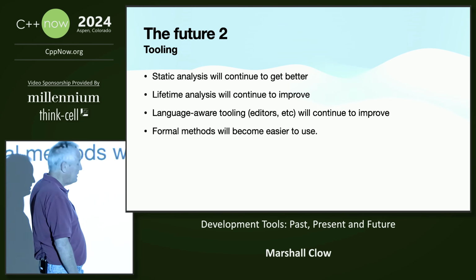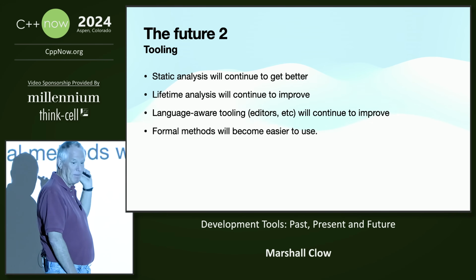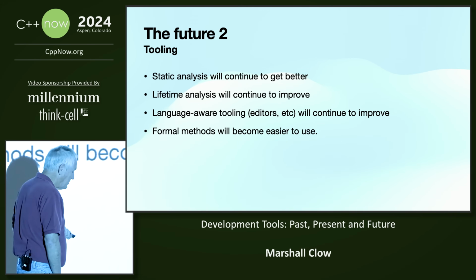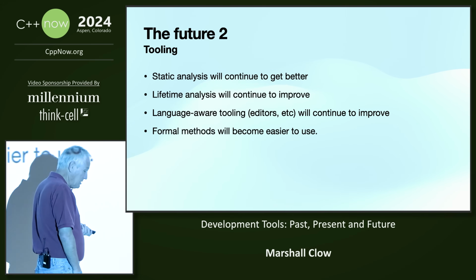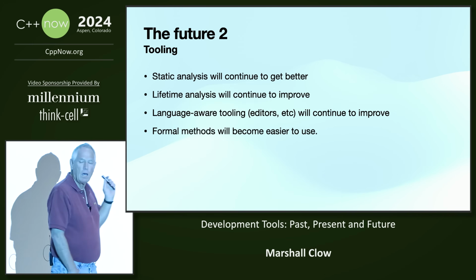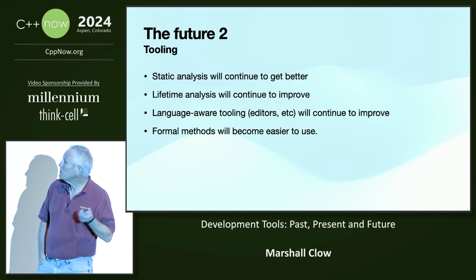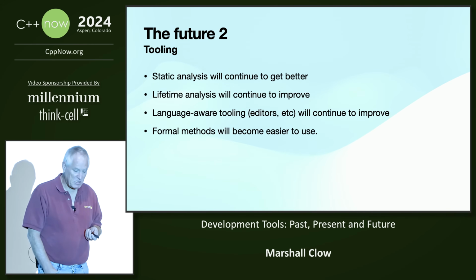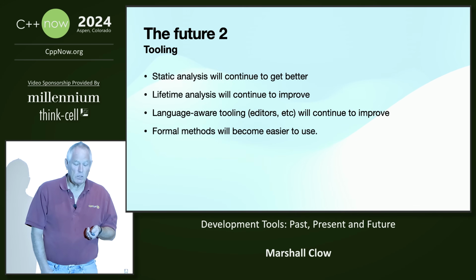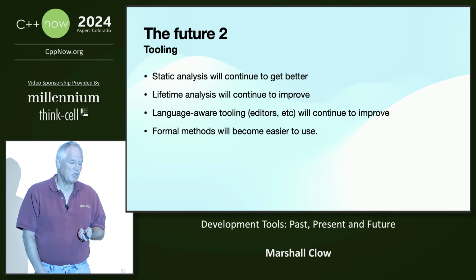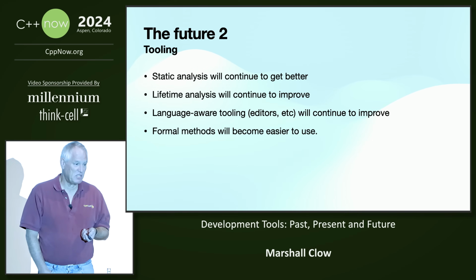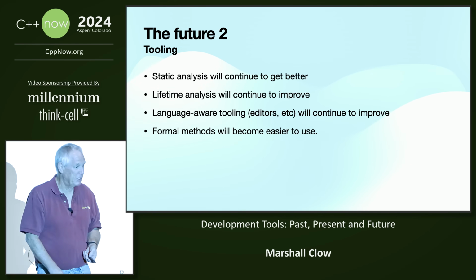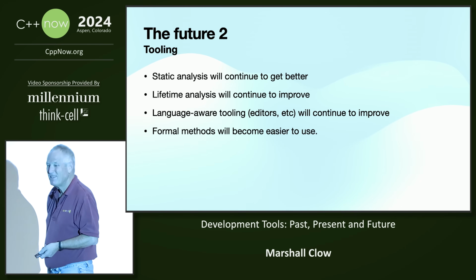CPU cycles will get cheaper. They're going to be able to do more intense analysis. Lifetime analysis is a thing that is looking very promising. Language-aware tooling will continue to improve. The easy part of that, of course, is just starting from templates. I need a class that's movable and not copyable, named foo. Bam, there you go.